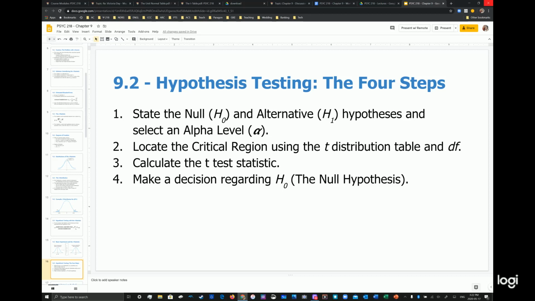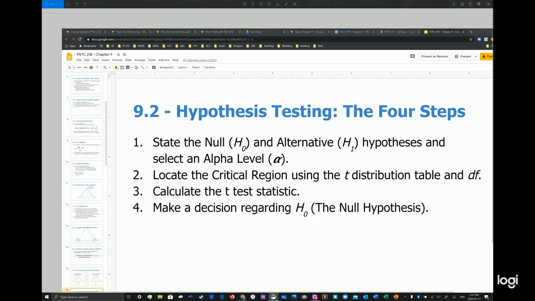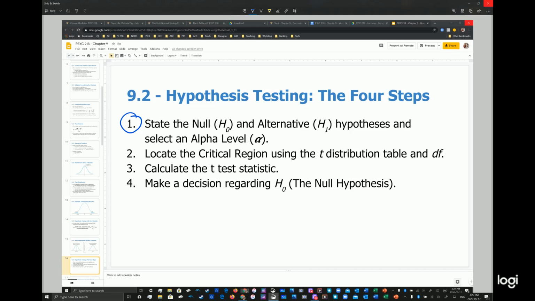So again, to review, step 1, state your hypotheses. That is your null and your alternative. Depending on what you're trying to research, the alternative hypothesis would either be looking for a difference or looking for an increase or decrease, and the null is looking for no difference.